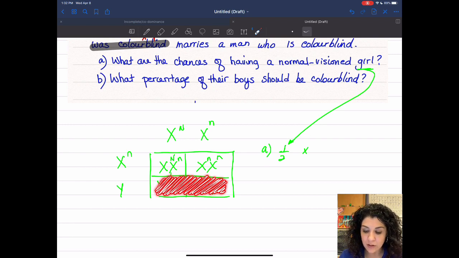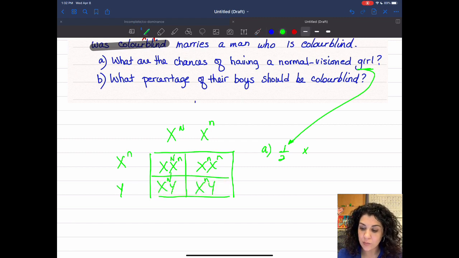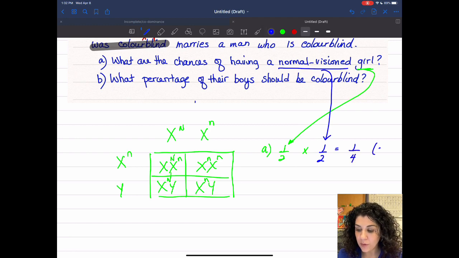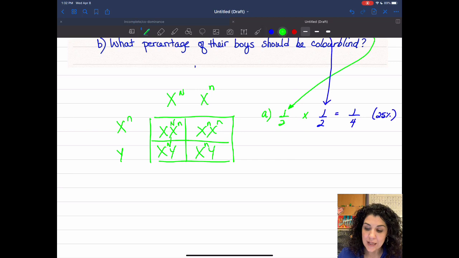So when I look at my girls, I have a 50-50 chance that that girl could be normal. So when I'm writing the probability for normal vision, that probability is a half. So again, I multiply the top and I multiply the bottom. So I have a 25% chance that when I have a baby, it'll be a girl and it'll have normal vision. Whereas in the second question, what it's asking is, what is the percentage that their boys will be colorblind?